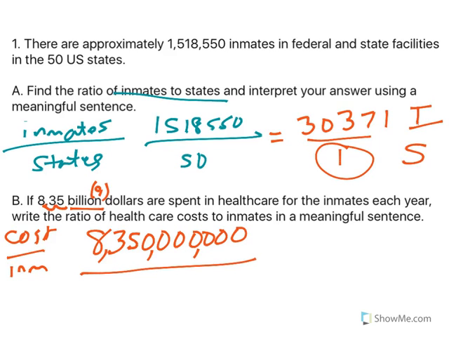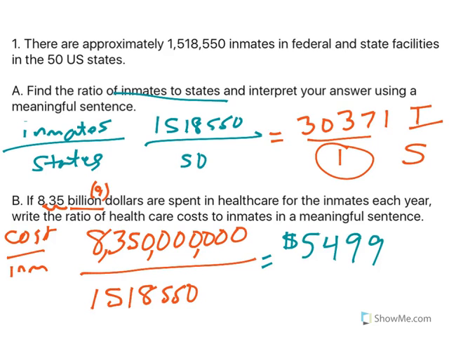And that is 8.35 billion over my inmates of 1,518,550. Again, we're going to go ahead and reduce that, use our calculator, divide the top number by the bottom. And we end up, I'm going to round to the nearest dollar for easiness, about $5,499 per inmate. So there's your meaningful sentence. For each inmate, right, because inmate's on the bottom, the cost is approximately $5,499. Okay, and that's a way to handle that one.